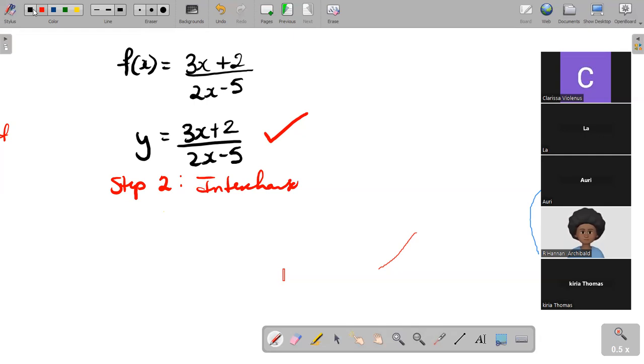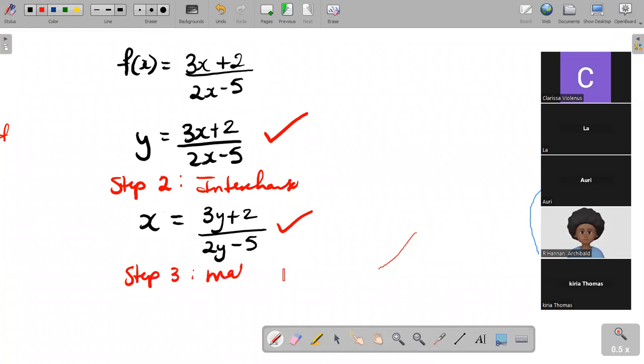That's the easy part. So everywhere you see x, you put y. Everywhere you see y, you put x. So you're going to end up with x is equal to 3y plus 2 over 2y minus 5. Let's go. For this step, yes or no? Talk to me, guys. Very good. So that means we're on the same page, right? Step 3. What's step 3? Make y the subject. Now, this is where the real work comes in.